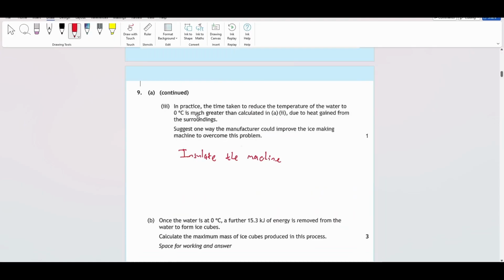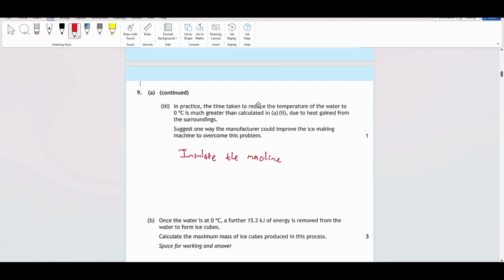9a part 3 says, in practice, the time taken to reduce the temperature of the water to 0 degrees Celsius is much greater than calculated in part 2 due to heat gains from the surroundings. Suggest one way the manufacturer could improve the ice making machine to overcome this problem. So if we're having heat gain from the surroundings, then heat is getting into the machine. So therefore, to reduce this, we can insulate the machine to keep this heat energy out and therefore reduce the time taken.